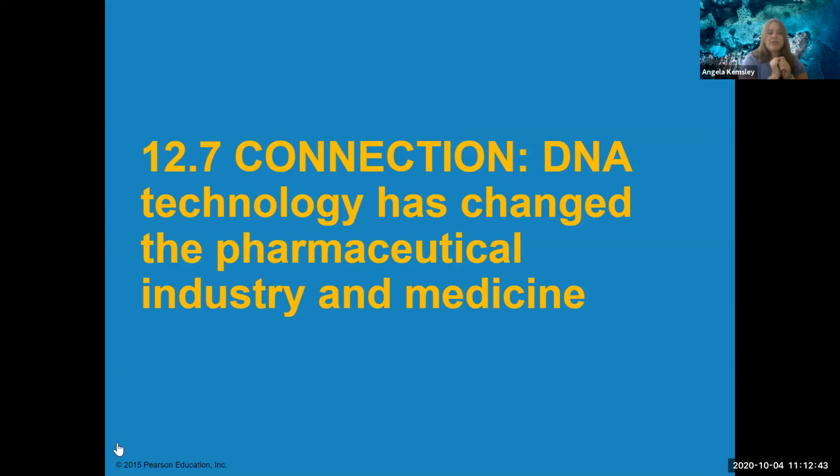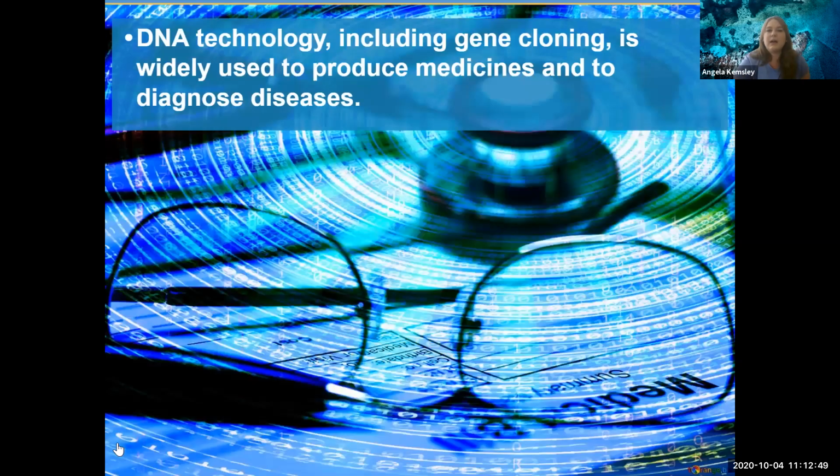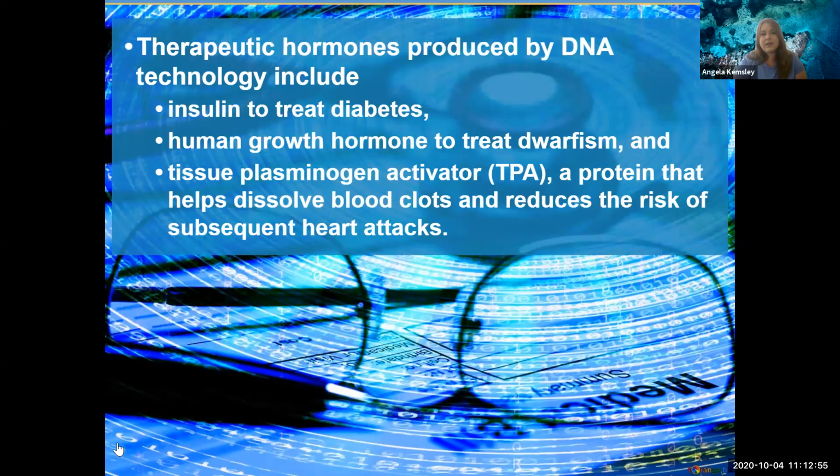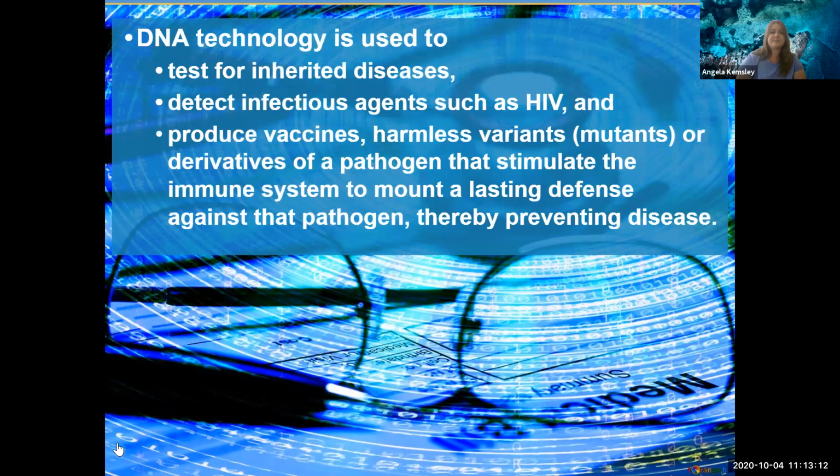So DNA technology, like we were just talking about, has changed the pharmaceutical industry and medicine. So DNA technology, including gene cloning, is widely used to produce medicines and to diagnose diseases. So there are therapeutic hormones that are produced by DNA technology. This includes insulin to treat diabetes, human growth hormone, and that tissue plasminogen activator, or TPA, which is a protein that helps dissolve blood clots and reduces the risk of subsequent heart attacks.